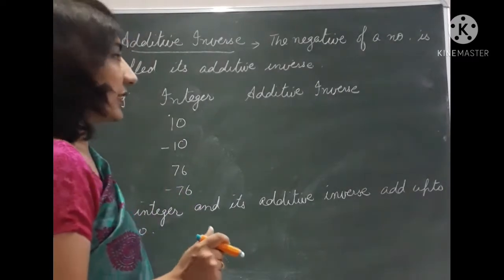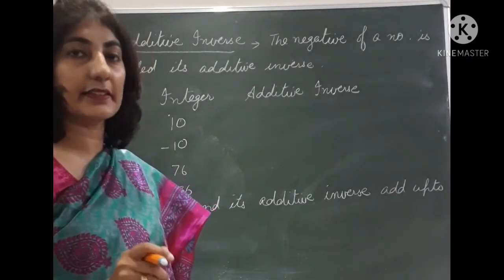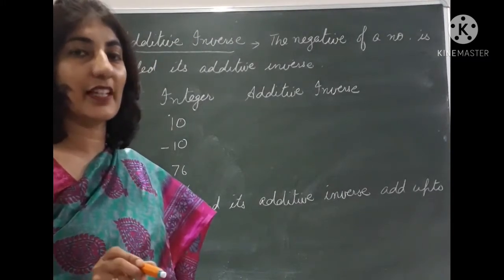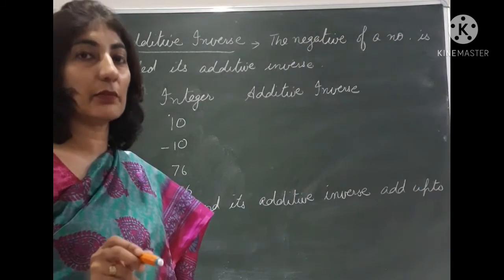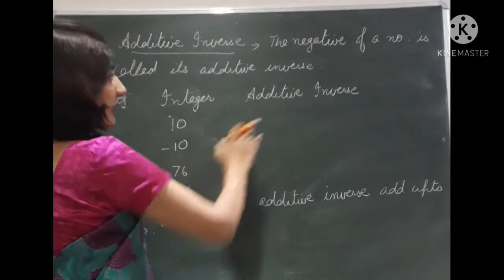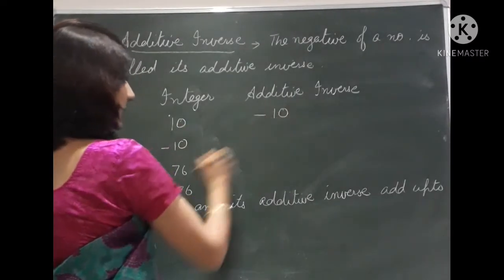Next topic is additive inverse. The negative of a number or negative of an integer is called its additive inverse. When I add the integer and its additive inverse, that means its opposite, the sum will come 0. For example, I have taken here an integer and I will write its additive inverse. The additive inverse of 10 will be minus 10.